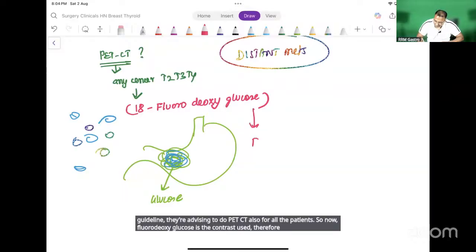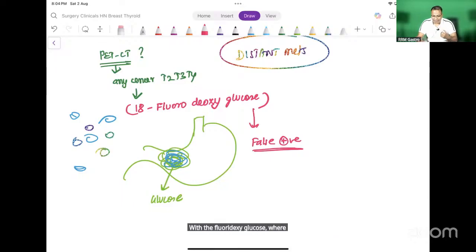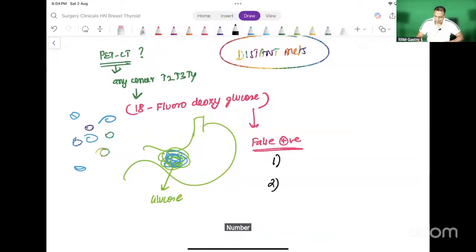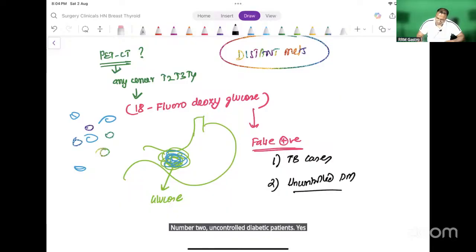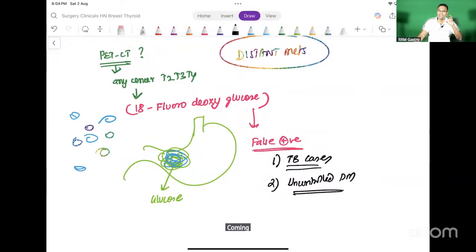Therefore, false positivity can be seen in whom? With fluorodeoxyglucose, without cancer you may think it is a cancer. Number one, TB cases. Number two, uncontrolled diabetic patients. Uncontrolled diabetes and TB patients may get false positive results. So in these two groups, you should be very careful in coming to a conclusion on PET-CT scan.